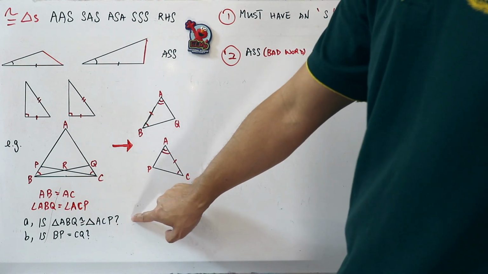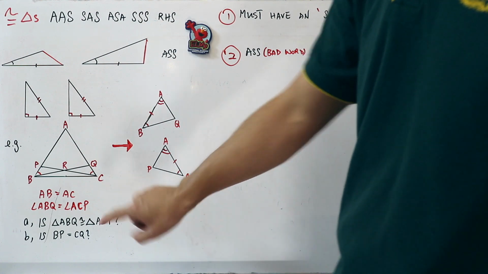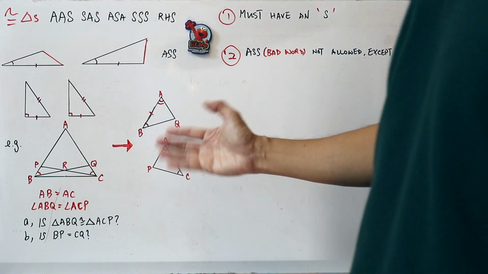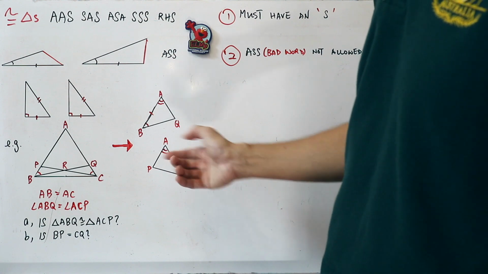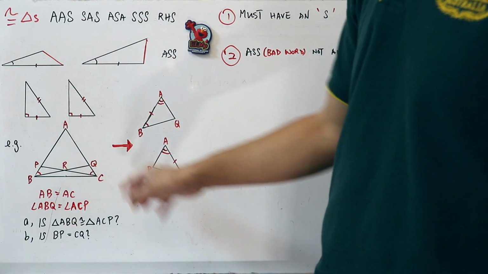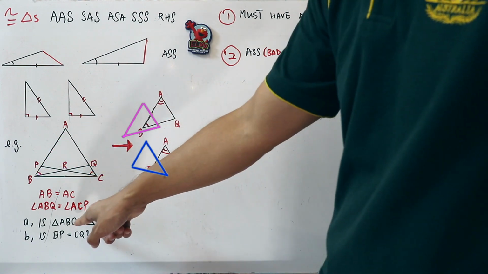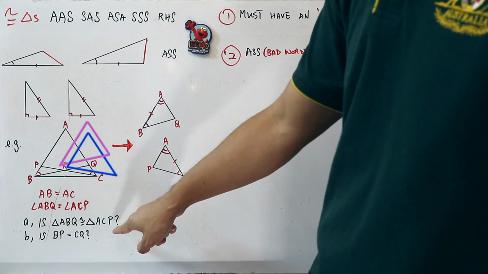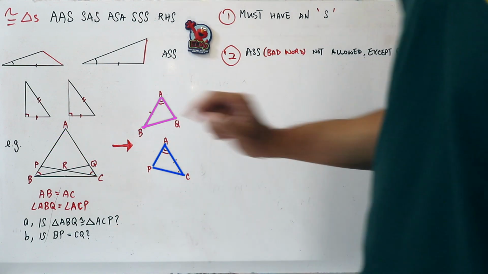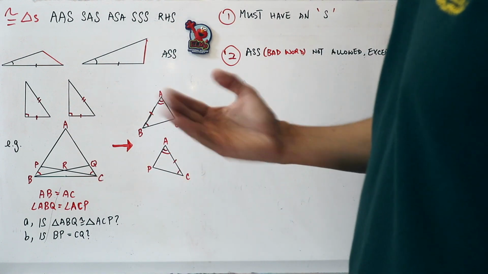Part A is asking you whether triangle ABQ and triangle ACP are congruent. Some students probably find it hard to visualize triangle ABQ and triangle ACP in this figure. I would recommend you just draw out these 2 triangles separately like this. Triangle ABQ like this, triangle ACP like this. Now, as the question tells you, you're actually given some information already.